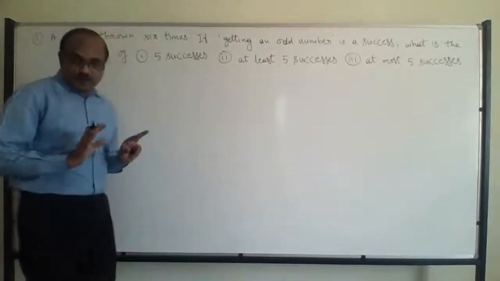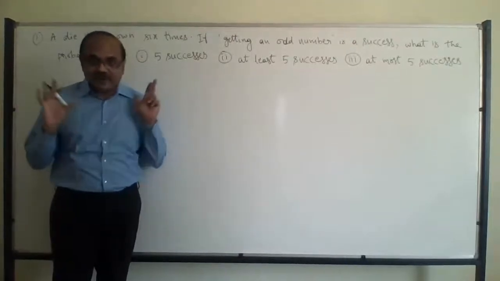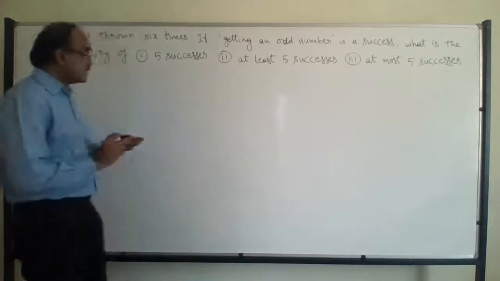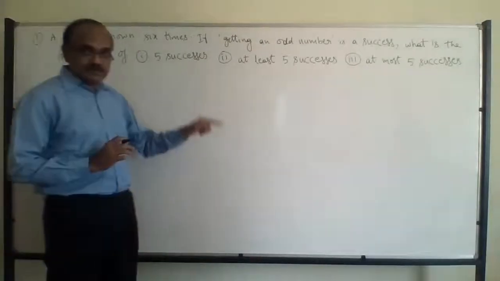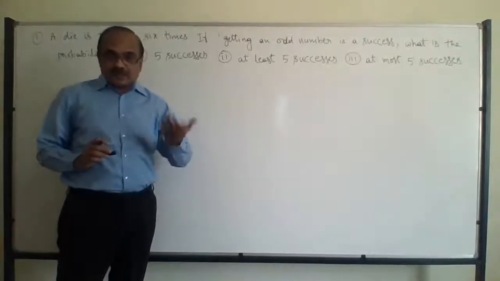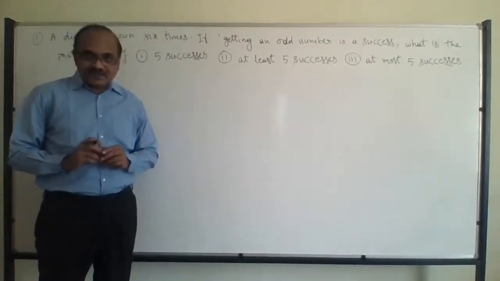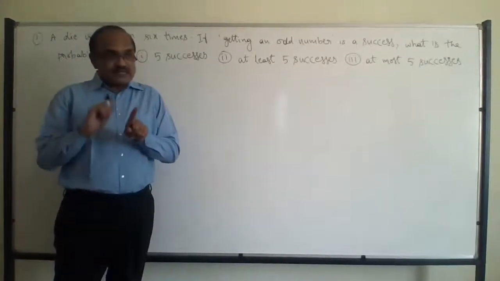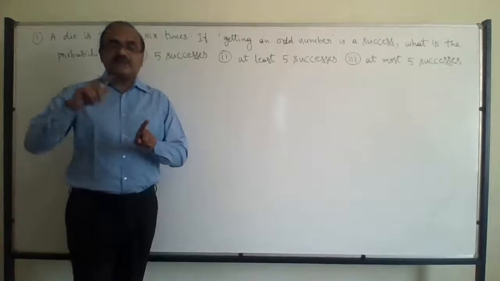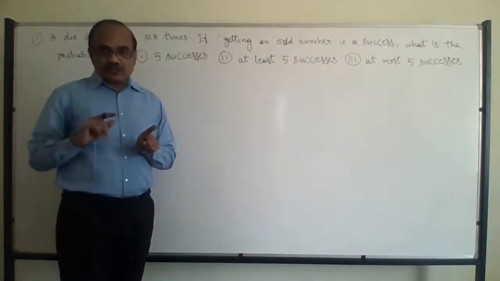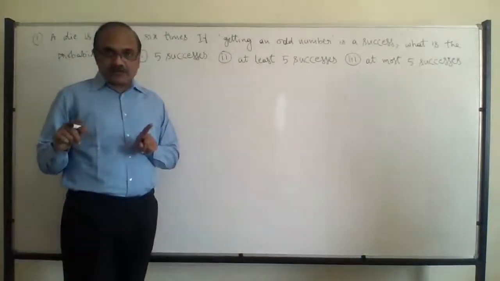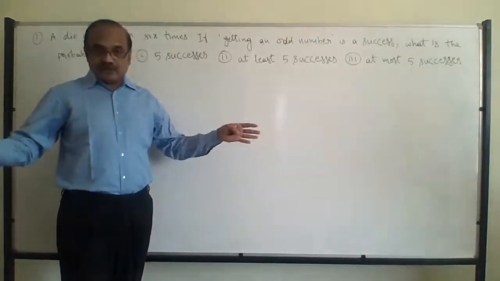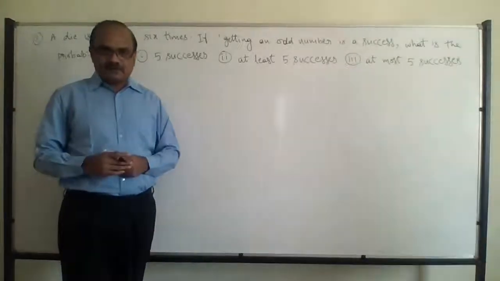Now I could do this problem without Bernoulli trials. Just try to imagine doing this without Bernoulli's trials, it will be very, very complex. The reason is a die is thrown 6 times. Try to imagine the sample space. For one time, what is the sample space for a die? 6. For 2 times, 6 square. For 3 times, 6 cube. For 4 times, 6 to the power 4. For 5 times, 6 to the power 5. For 6 times, 6 to the power 6. It's a huge value. It's very difficult to visualize that sample space, right?